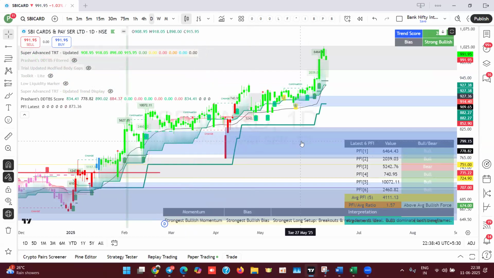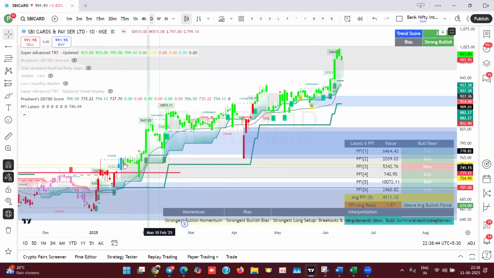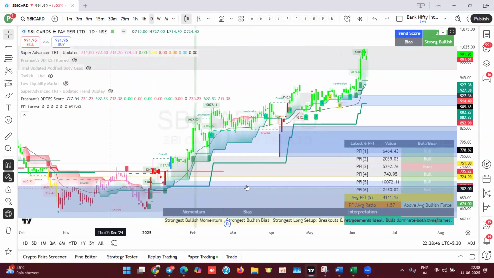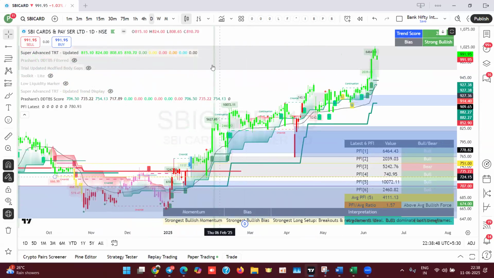Okay, SBI Cards. If we check SBI Cards, it has turned green here. And if we check PFI, it was very high here, so from there it has gone up nicely. At this level it had turned red, but it has not hit the stop loss of this green line. This is one more reason for creating this DDTBS or dual dynamic indicator, because I have noticed that sometimes the stop is hit, but it's not bearish.